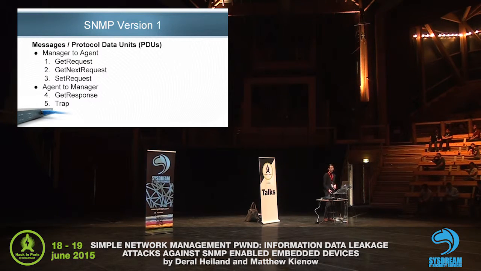The outlier here is the trap message. This is used by the agent to send an asynchronous notification back to the manager that some abnormal condition or event has occurred. For instance, if a link goes down or there are space issues, an alert might be sent back to the manager to react to that. Also note that the agent has no notification that that message was ever received.